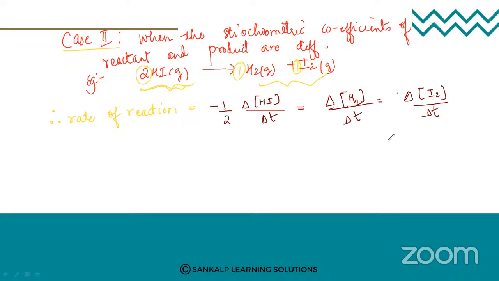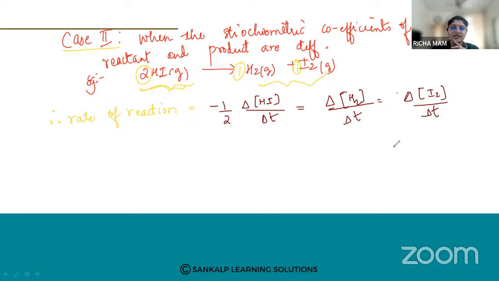So we have seen two cases. In one case, the stoichiometric coefficients of the reactant and product are the same, and we saw how to write the average rate of the reaction. In the second case, the stoichiometric coefficients of the reactant and the product are different, and we saw how to write the rate of the reaction. This is the way we write the average rate of the reaction.